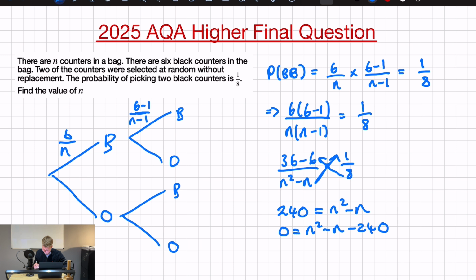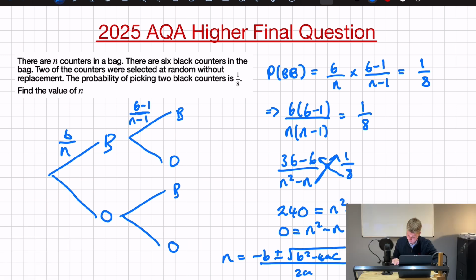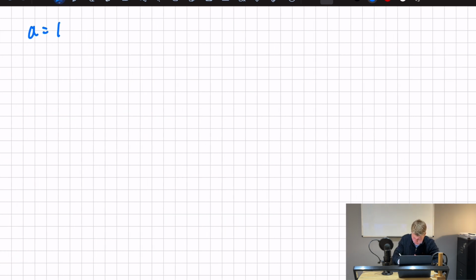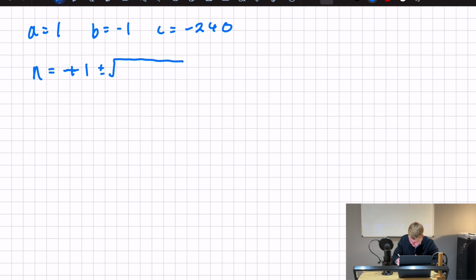And now we need to use the quadratic formula, minus b plus or minus the square root of b squared minus 4ac all over 2a to solve for n. So we're going to do that on the next page. So a is equal to 1, b is equal to minus 1, and c is equal to minus 240. So n is equal to minus b, so minus 1, which becomes a positive, plus or minus the square root of b squared minus 4ac all over 2a, so 2 times 1.